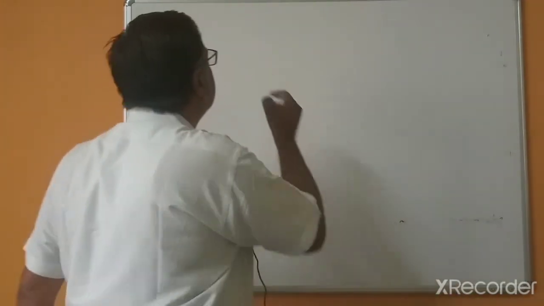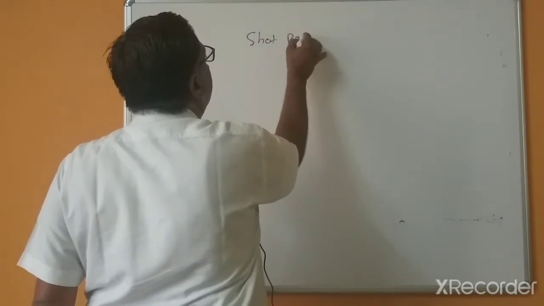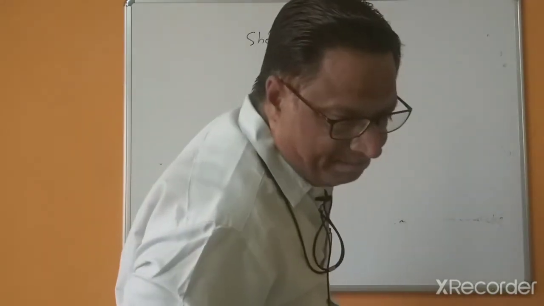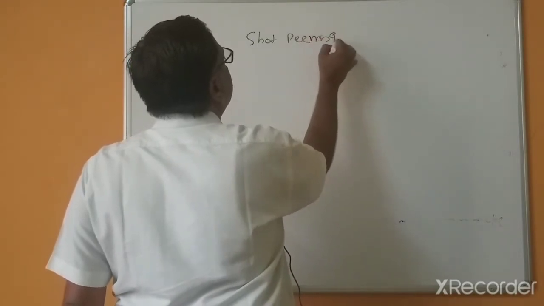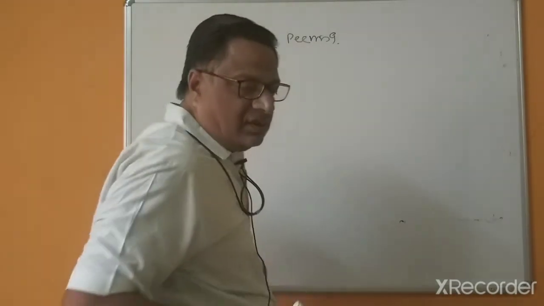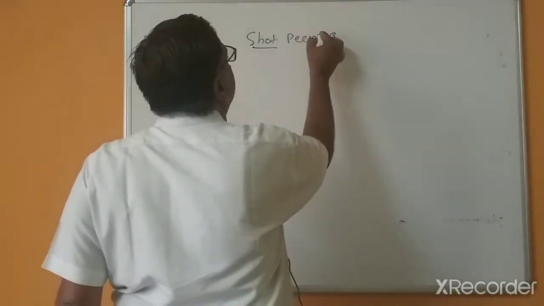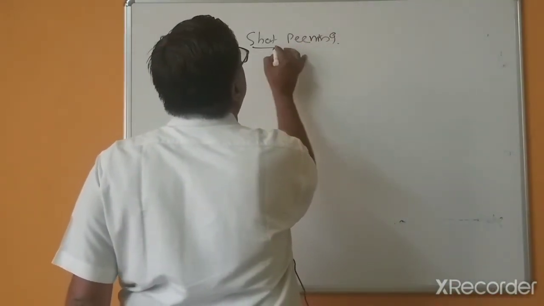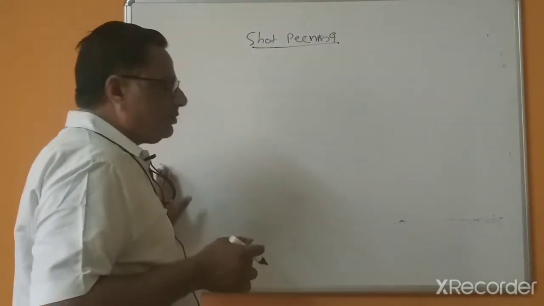So this is shot peening. So what is the meaning of shot peening? P-E-E-N-I-N-G. Shot peening. So in springs, as you know, compressive stresses and torsional stresses are induced in the springs.